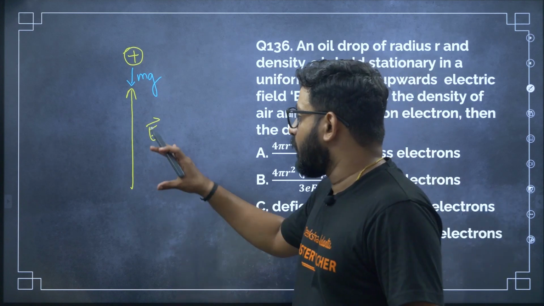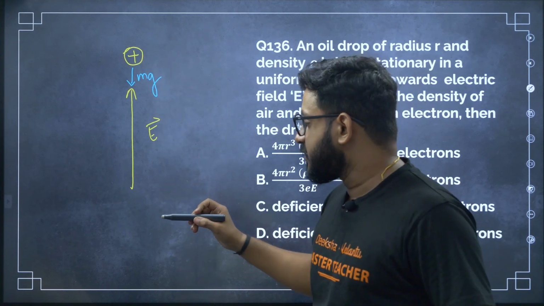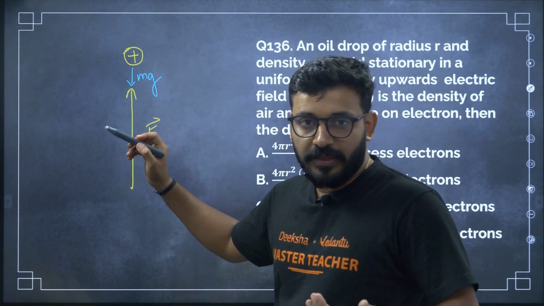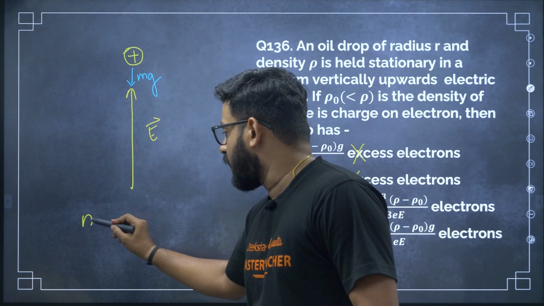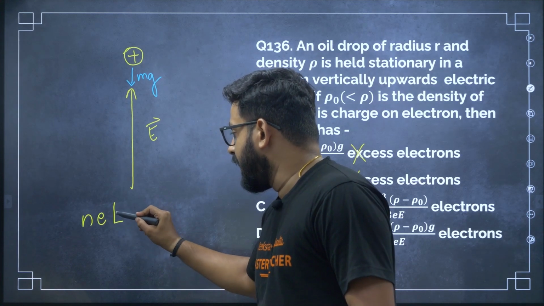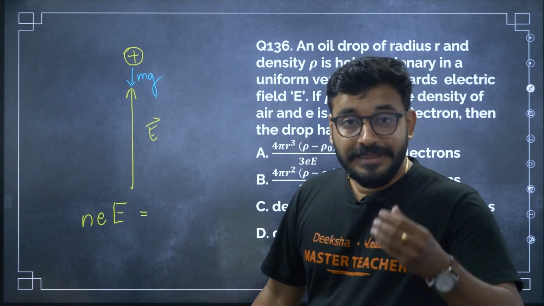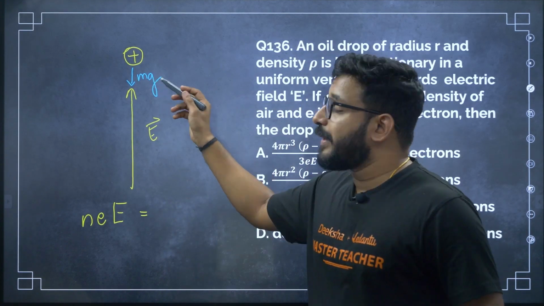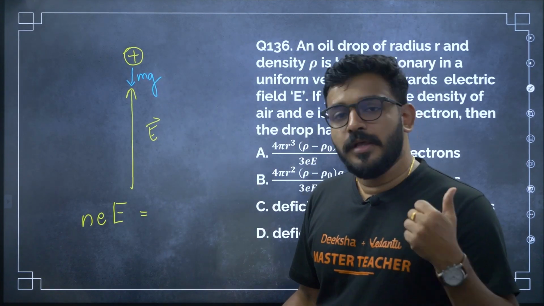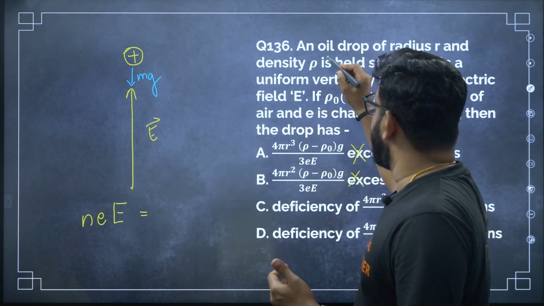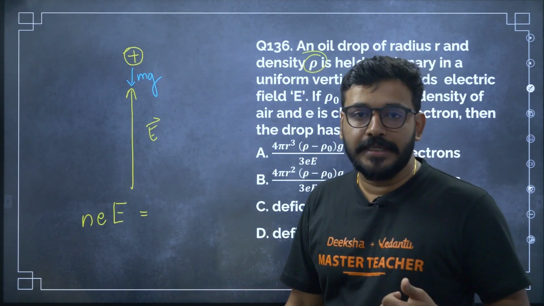So this can be found out by equating both of them in equilibrium conditions. Electrostatic force is the number of electrons into the field, this is the electrostatic force, and this is equated to the gravitational force. How do you find the gravitational force? M into G, but we don't know the mass M. How do you find that? Using the other given option, that is density.